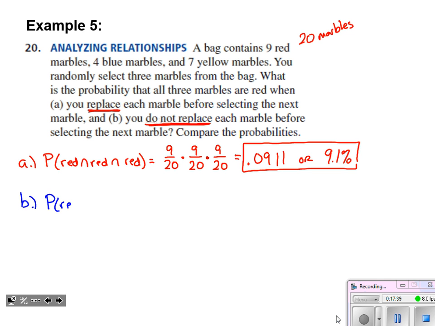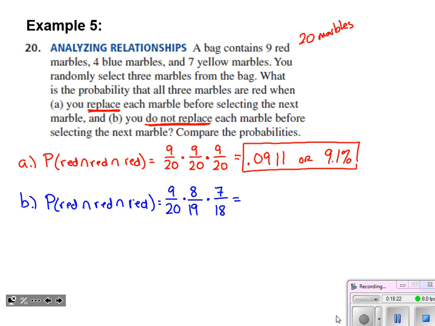So now we want, again, red and red and red. But this time, because I'm not replacing them, our values are going to change. So the first marble, there's 20 in the bag, 9 possible red ones. And then what is the probability of drawing another red given that I already have one of them out of the bag? Well, now there are only 8 red marbles left, and I'm only drawing from 19 left in the bag. I kept that one out of the bag. I didn't replace it. And then the third one, now there are only 7 red marbles remaining out of 18 that are left in the bag.